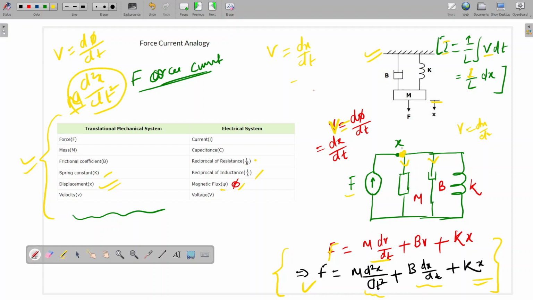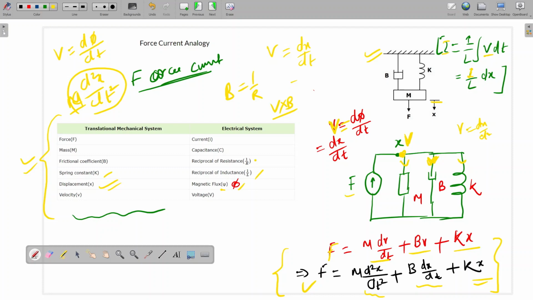Here I have created node X. With X only this mass is connected, this B is connected, and K is connected. So the first term will be m dv by dt plus bv plus kx. Why bv? Because this damping term is 1 by r. If 1 by r is there and some voltage V is there, what will be the current? That will be V into B, because B is 1 by r. So in this branch the current will be V into B.